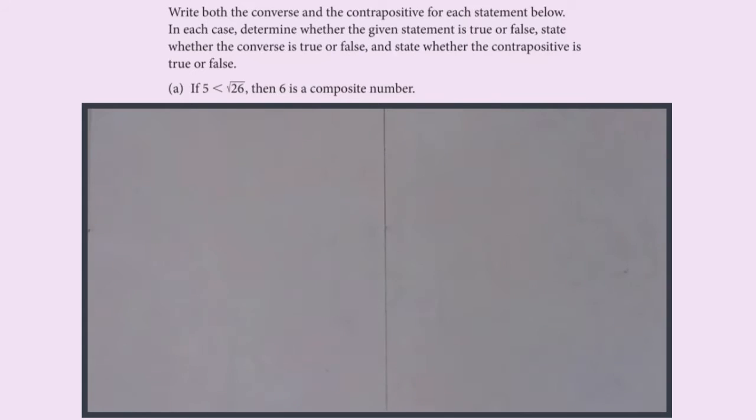Write both the converse and the contrapositive for each statement below. In each case, determine whether the given statement is true or false. State whether the converse is true or false, and state whether the contrapositive is true or false.